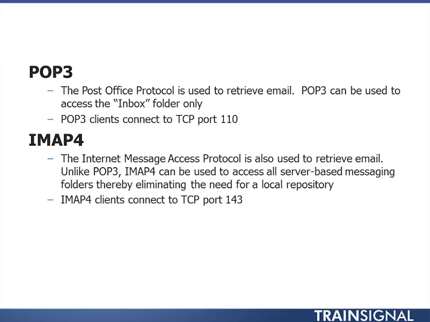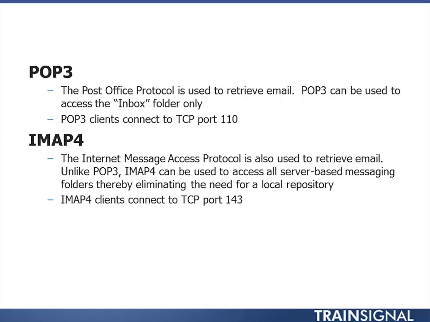Okay, so this is more for a client to retrieve email off of a server. POP3 is a version which you'll notice here can only be used for the inbox folder, and it uses TCP port 110, whereas IMAP4 can also use various messaging folders, not just the inbox. And you also don't have a local repository. You still keep the email out on the server, but with IMAP4 you use TCP port 143.